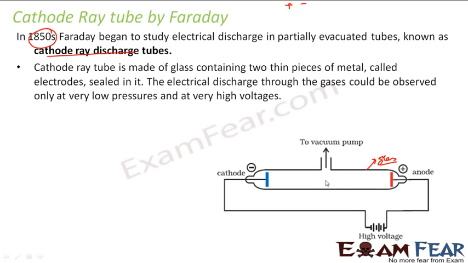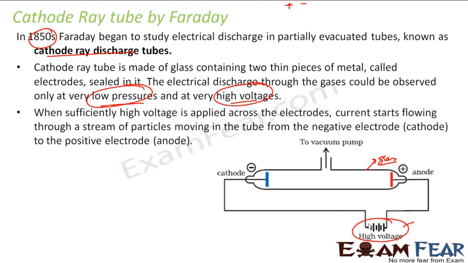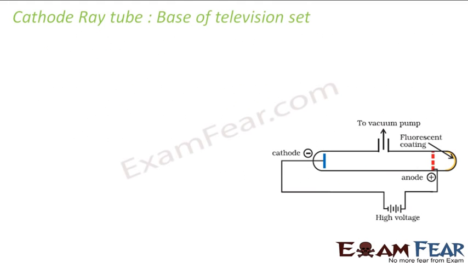The electrical discharge through the gas can be observed only at low pressure and high voltage. So they pump out everything and apply very high voltage, and that's why it is called a cathode ray tube, where you have low pressure and high voltage. When high voltage is applied, current starts flowing in. Electrons start flowing in from here like this. But you can't see it because you can't see electrons. So I'll tell you what they did to see the electrons.